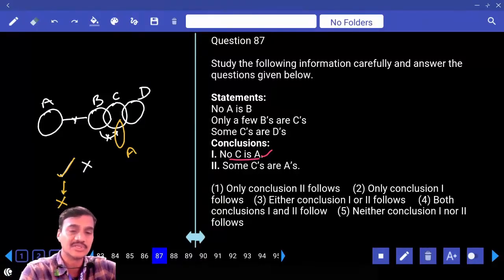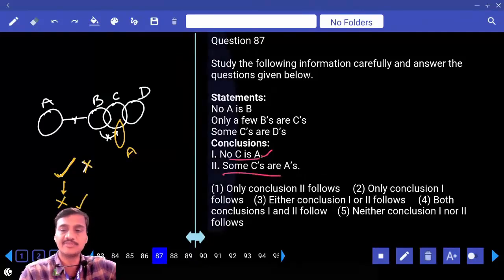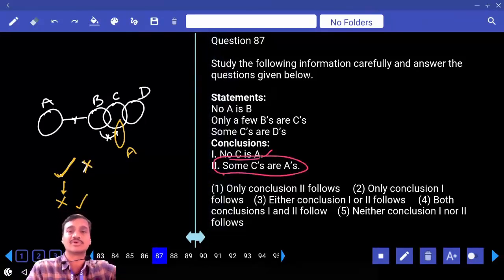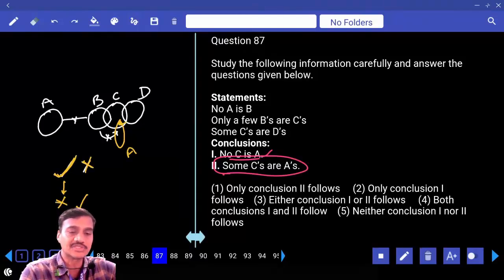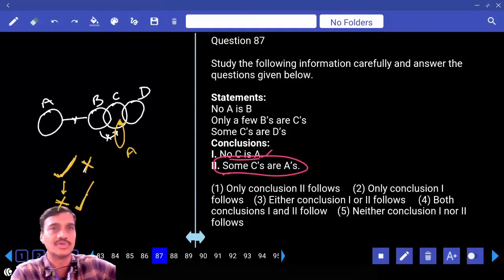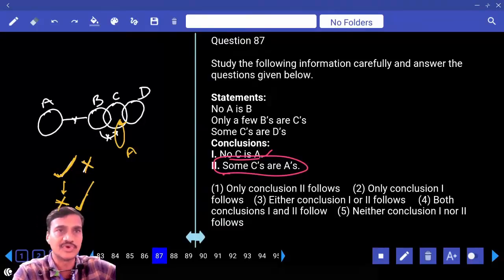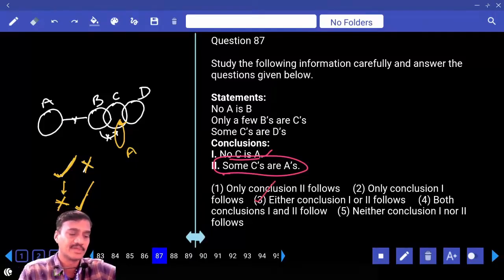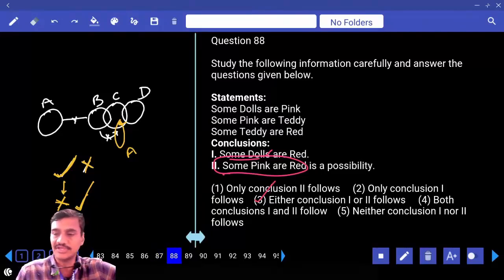Then in the same case, when the first one is true, the second one has become false. When the second is false, tell me what happens to the previously false affirmative conclusion, some C's are A. Now some C's are A has become true. Earlier it was true, now it becomes false. When the first one is false, the second one is true. When the first one is true, the second is false. Between these two, only one can be true. Hence, either 1 or 2. Choice 3, question number 87. Then 88.